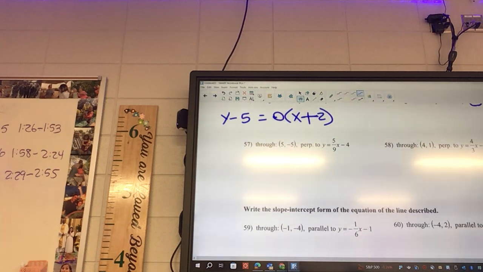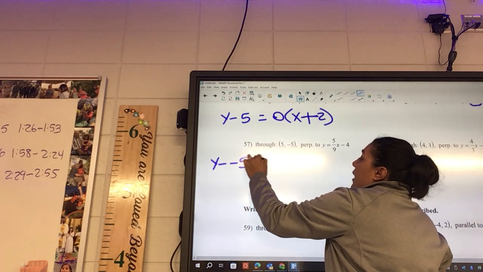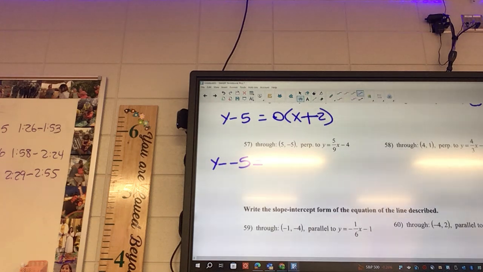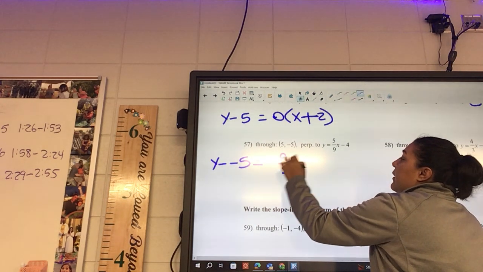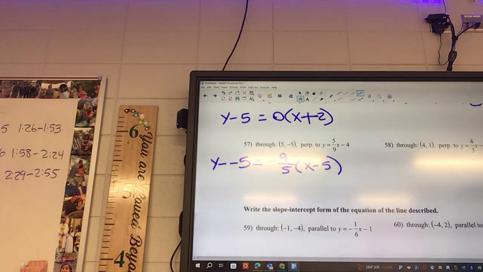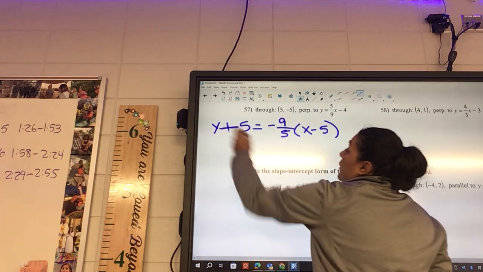Okay, 57 says perp, okay, so it's gonna look like y minus negative 5 equals, what is gonna be my new slope? I need to flip and change it. Negative 9 over 5. Negative 9 over 5, x minus 5. Don't we add the Yep, change that to a plus.